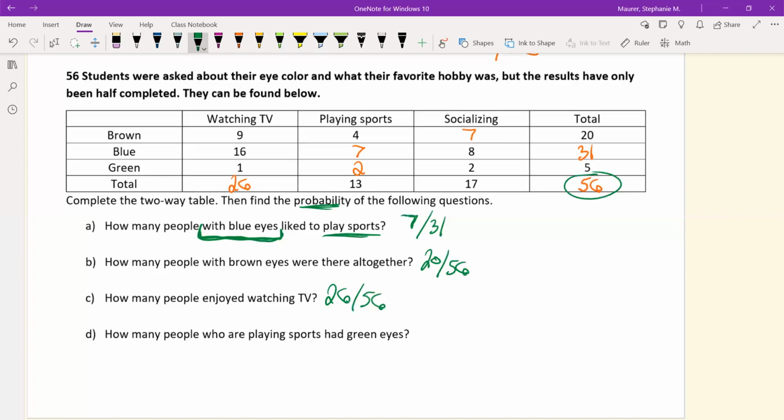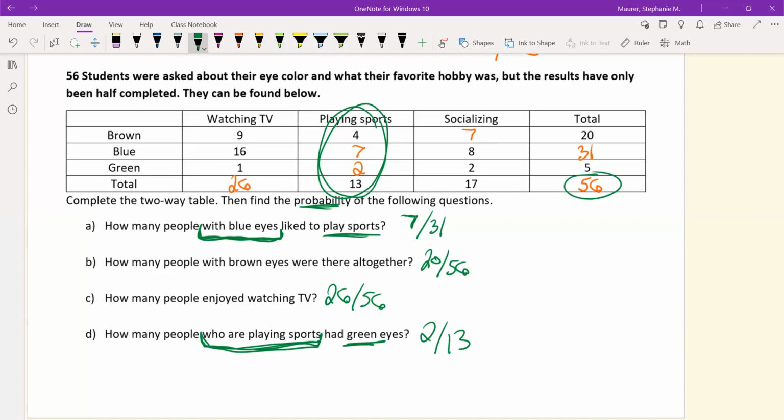And letter D, how many people who play sports have green eyes? Oh, okay, so there's your stipulation. Who play sports? We're only looking at people who play sports. So let's go right up here to sports. We're only looking at these people. So how many people who play sports, right here, these are all of our sports players, have green eyes? So I need to go up here and say, oh, 2 people have green eyes in that section out of a total of 13. And there's your fraction. So again, be very careful to understand that it's saying with blue eyes. They play sports, like it gives you that stipulation that we're only looking at people who play sports. We're only looking at people with blue eyes.